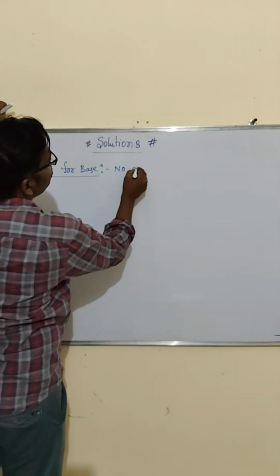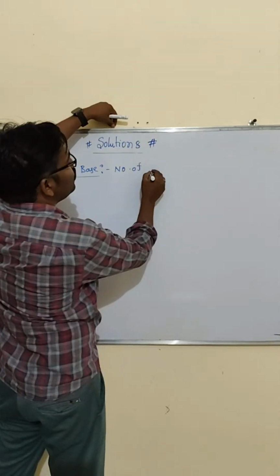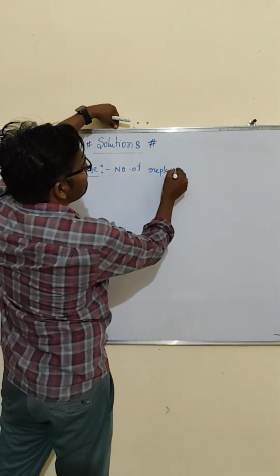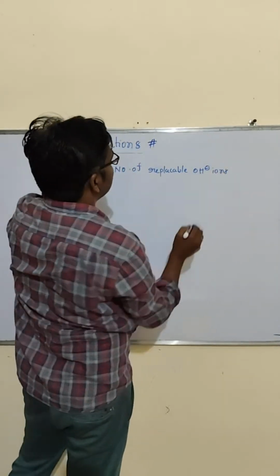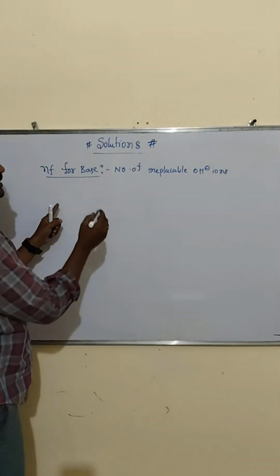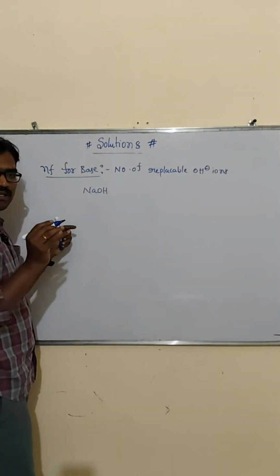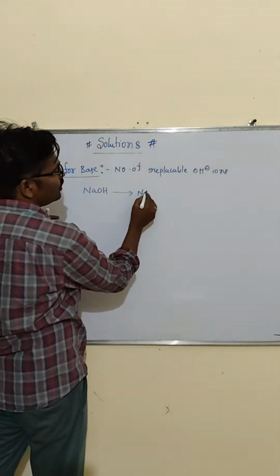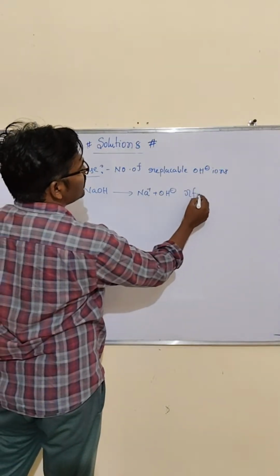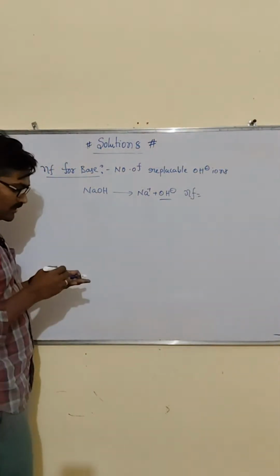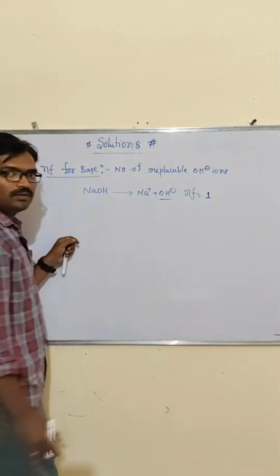Number of replaceable OH minus ions, that is the n factor for the bases. For example, look at, my dear students, NaOH, it is one of the bases, right? It can be dissociated into Na plus and OH minus. Any OH minus ions replaced? One OH minus ion, right? So the n factor for this is 1.